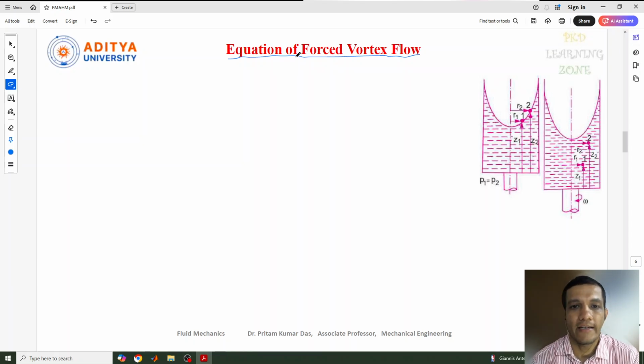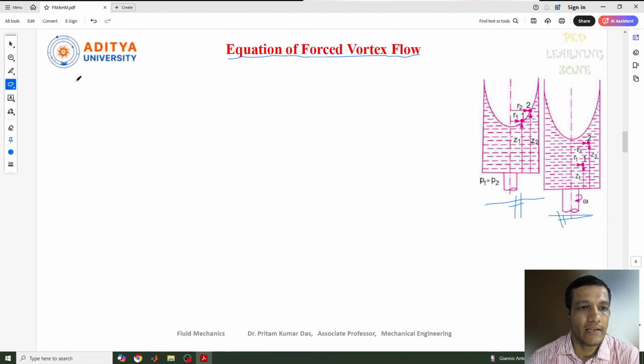So let's derive the equation for this forced vortex flow and see what equation comes out. For this, I have taken two diagrams here. This is one diagram and this is another. Before going to the diagram, let me remind you what the equation for the forced vortex flow is.